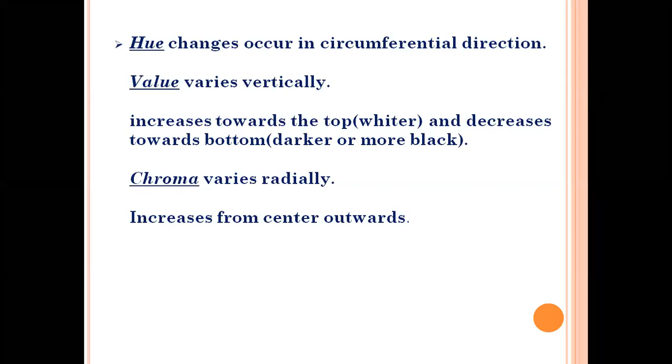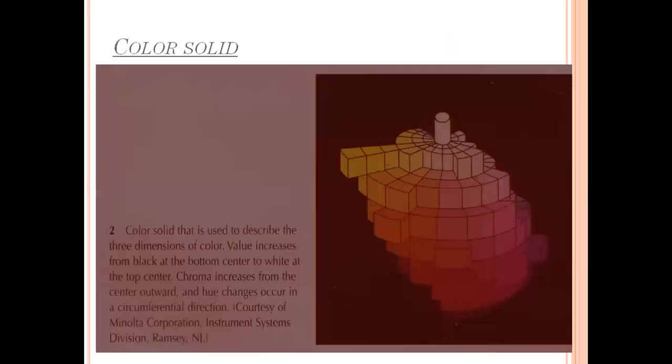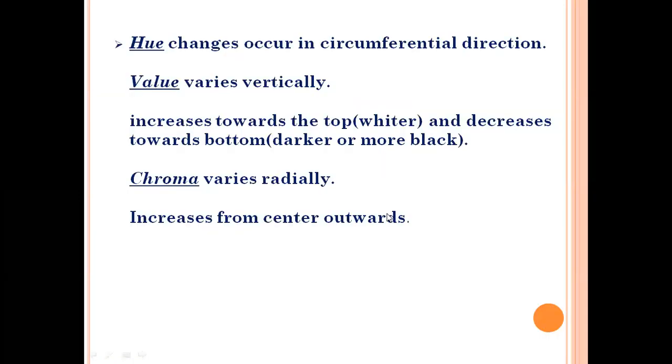Now hue changes in a circumferential direction, as you see in the previous slide. Value changes vertically, and chroma radially. So these three are there in three different axes.